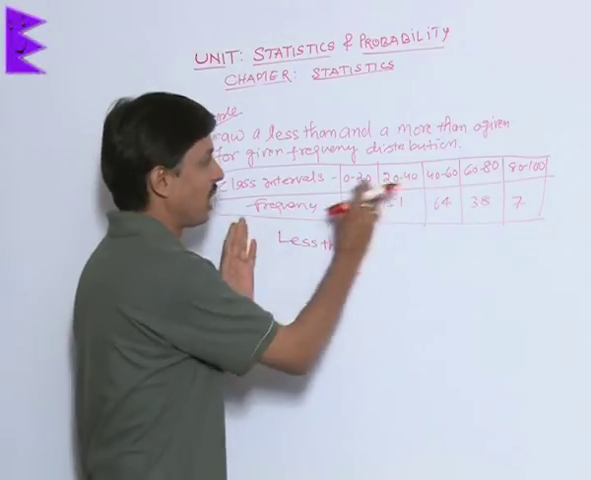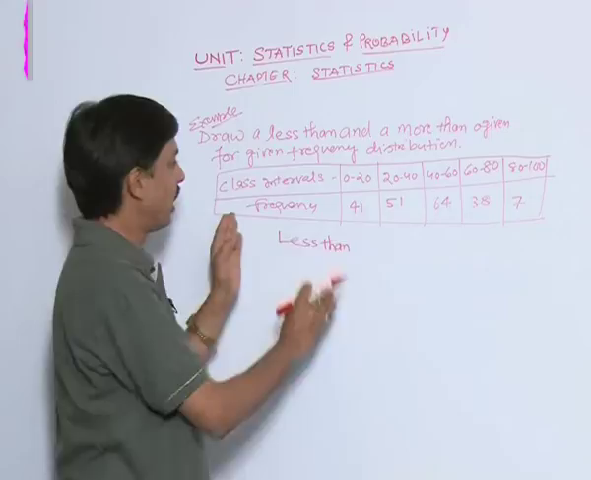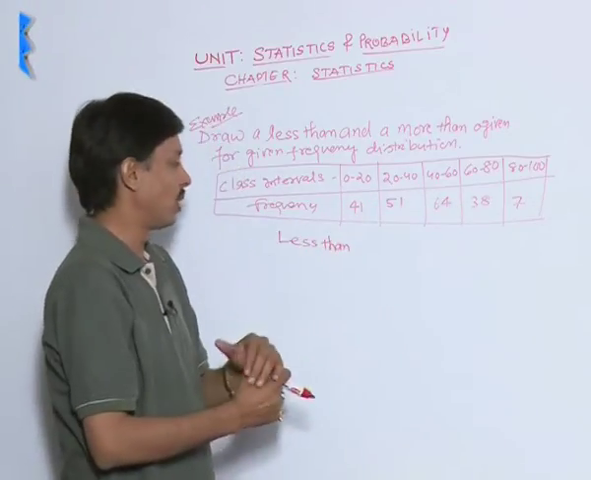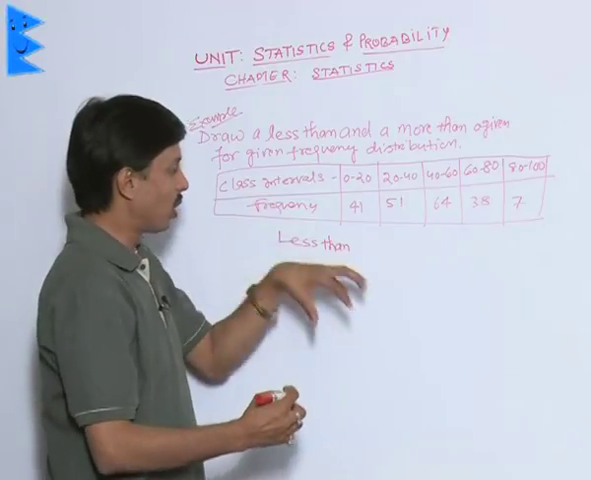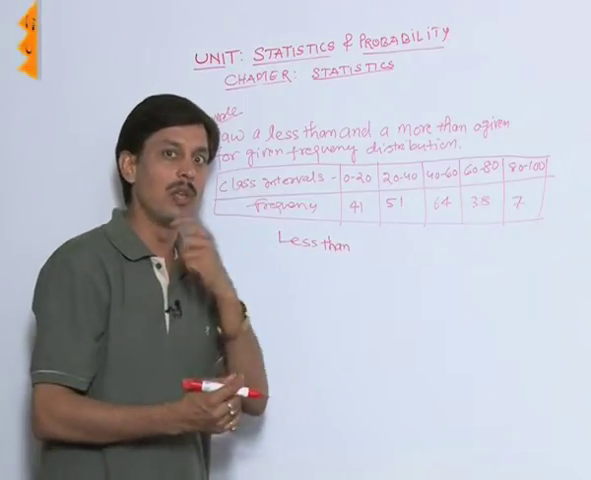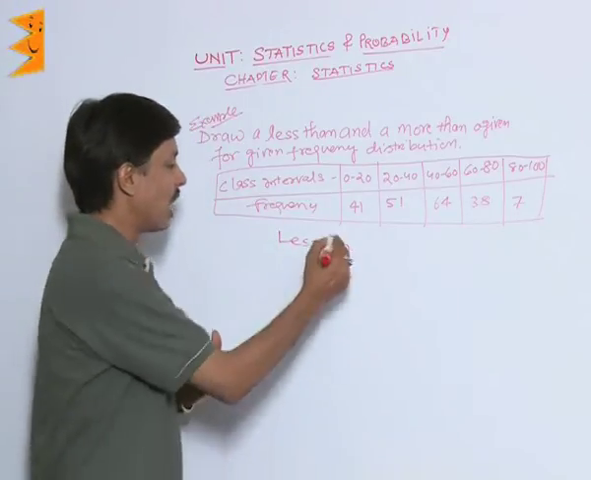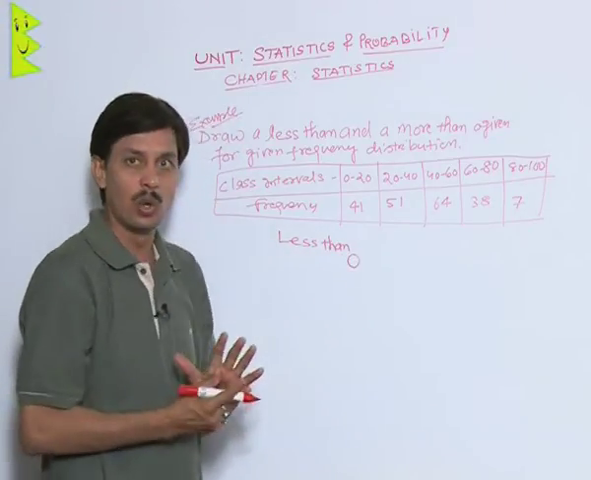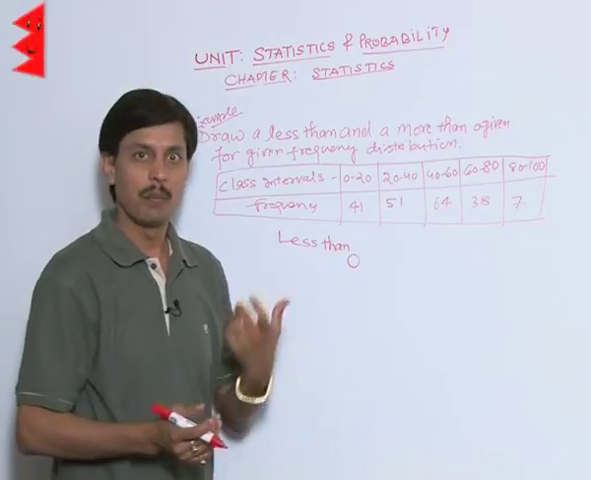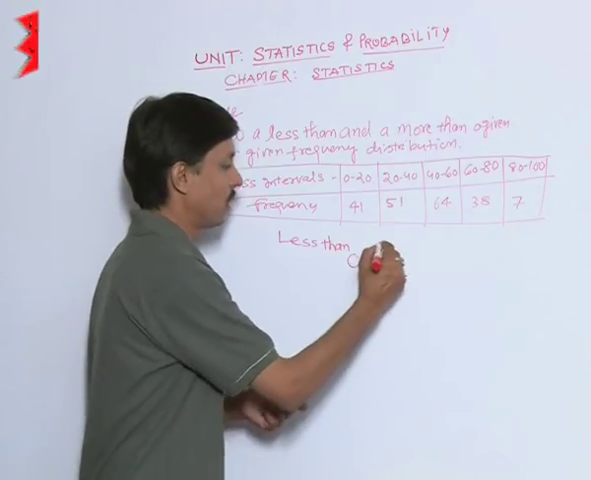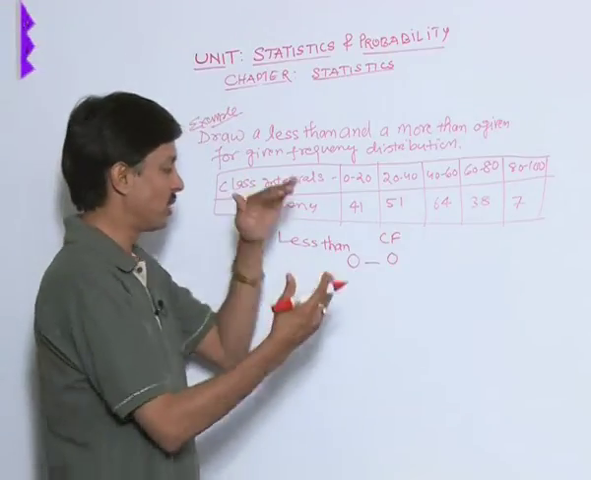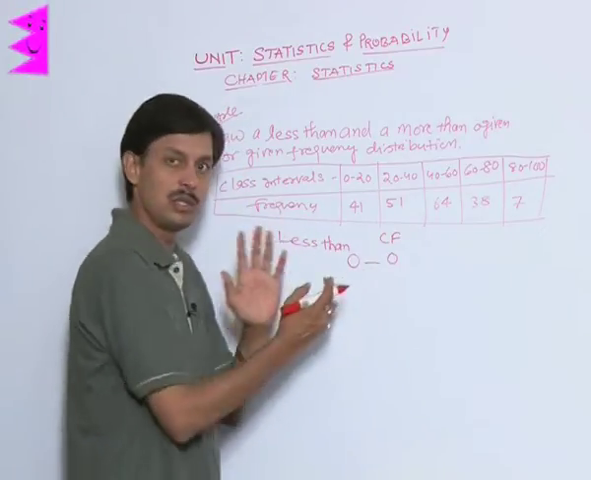So these are the marks scored by some students, and this is the number of students belonging to that particular group. In order to draw the less than ogive, if I reach the class and ask how many students have scored marks less than 0, no one will stand in front of me. So the cumulative frequency of students scoring marks less than 0 is 0.